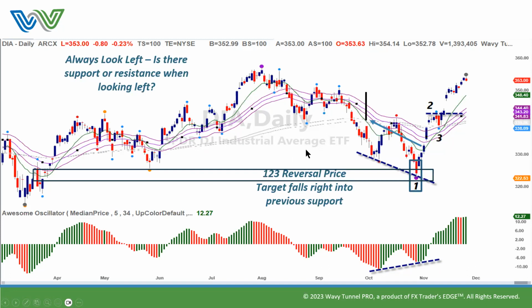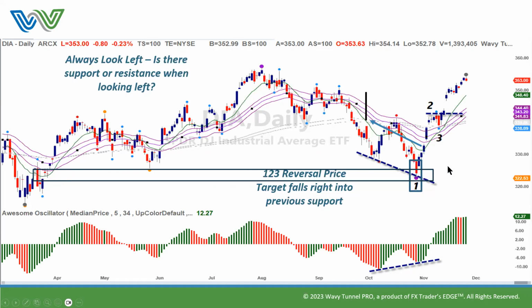Okay, the other thing that you can do, this is the daily Dow again, is at this point, when we had divergence, look left and see previous support and resistance. Always look left. Is there support and resistance when looking left? So in this case, there is a lot of support down here. We almost came down to the previous swing point, swing low. So there is a lot of congestion when we look left. And that is something very important to do.